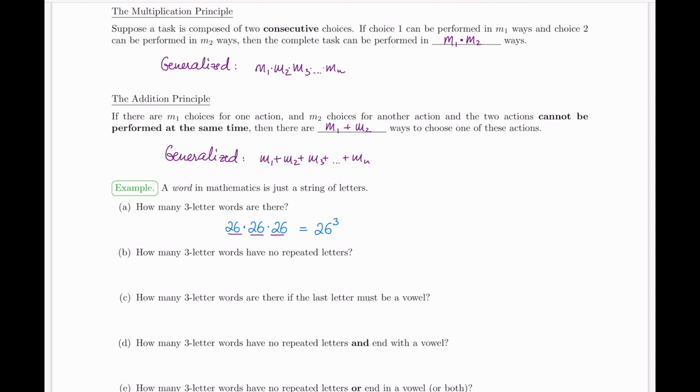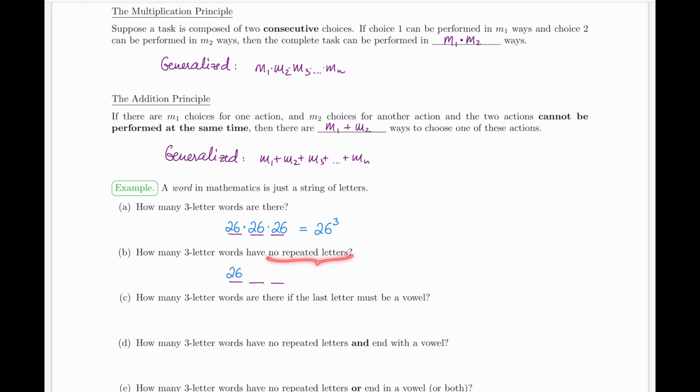How many 3-letter words are there that have no repeated letters? So in terms of the original setup, we have the exact same situation. I'm going to have 3 spots for 3 letters. Now, for the first letter, how many choices do I have? I have 26 choices. For the second letter, how many choices do I have?